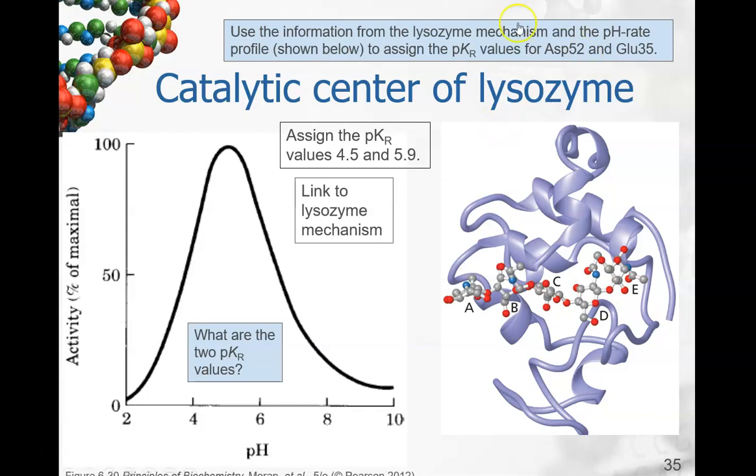So we saw that the GLU35 donated a proton, and the ASP52 acted as a nucleophile, and it wouldn't be able to act as a nucleophile if it had its proton. And this is an example of not just acid-base catalysis, but also covalent catalysis, because a portion of the substrate was transiently covalently bound to the enzyme during the course of the mechanism.